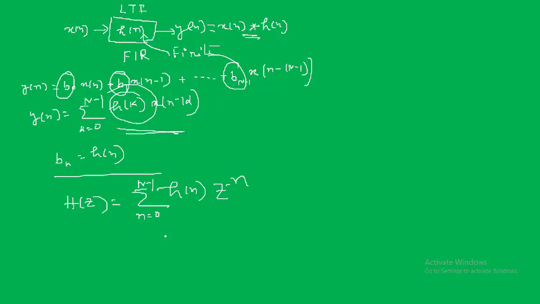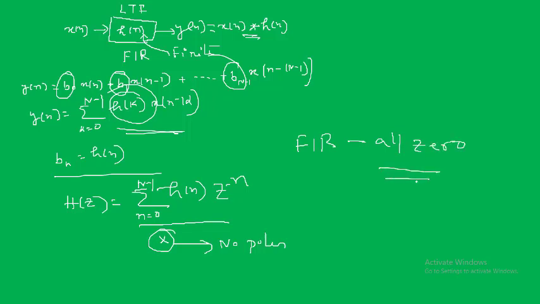Now here if you observe the transfer function, you will find we do not have anything in the denominator. Denominator we have nothing. So what does it signify? That there are no poles. So we can say that FIR filters are all-zero filters. So this is a great advantage of FIR filters.